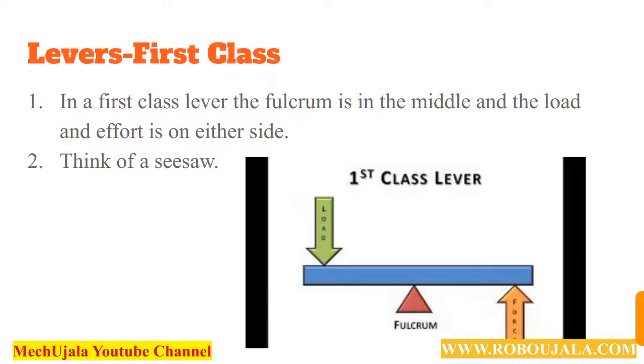Now levers are also simple machines. There are 3 types of levers, which we get because of the position of their fulcrum. In first class levers, the fulcrum is in the middle and the load and effort are on either side. As you can see in the example, the fulcrum is in the middle and the force and effort are on either side, like a seesaw.